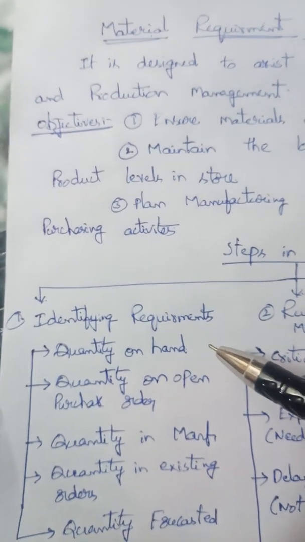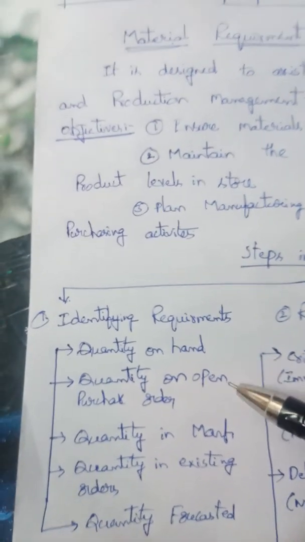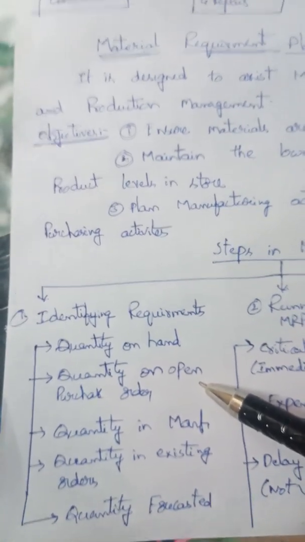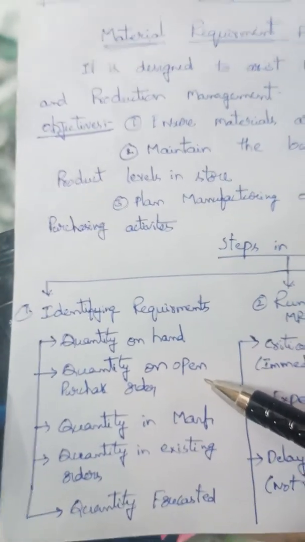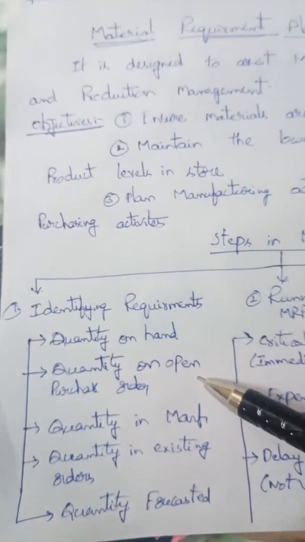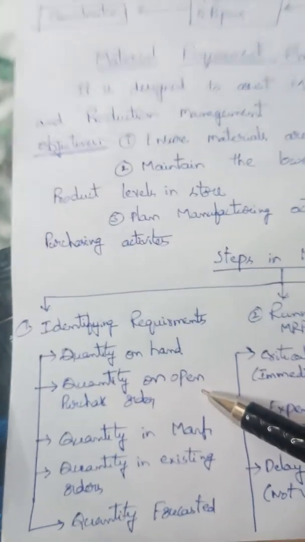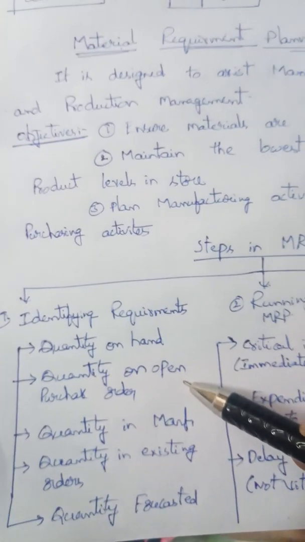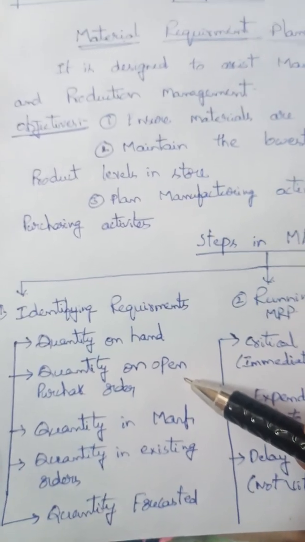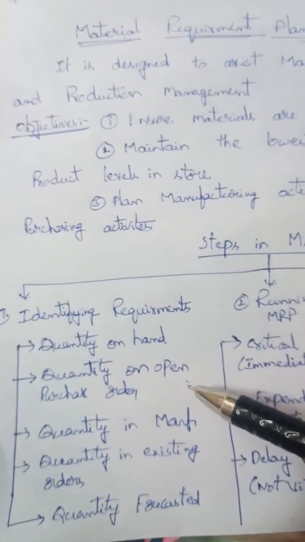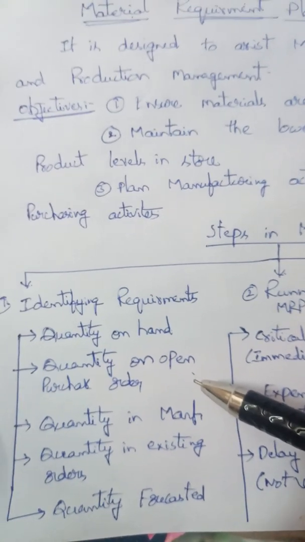The production manager should maintain proper records. The next one is quantity on order, the quantity on open purchase orders: how much they are going to order from the suppliers of different raw materials. Because in any manufacturing industry, to manufacture one category of products, different raw materials are required. Let's take the example of a sugarcane industry.